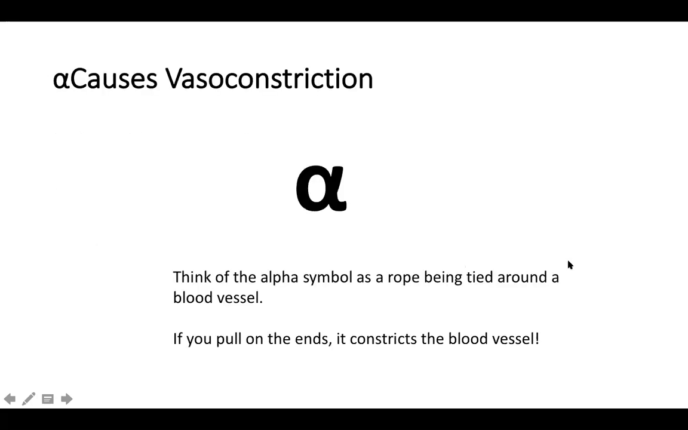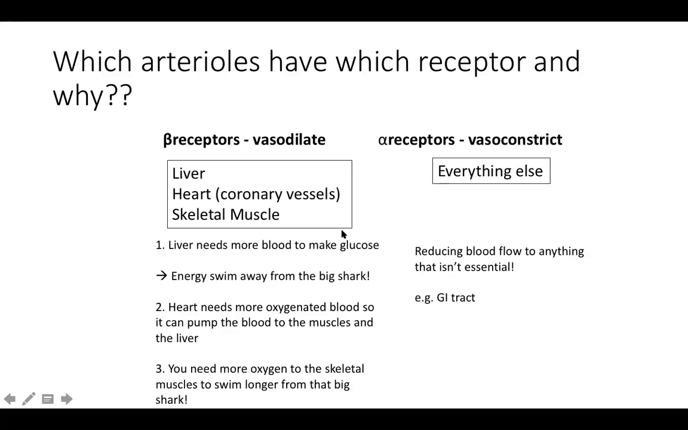The way I remember alpha causes vasoconstriction is I sort of think about the alpha sign as being like a rope that's tied around the vessel. And if you pull on the ends of the rope, that space on the inside of the alpha sign gets smaller. And I think of that being the vessel, and it actually constricts the blood vessel. So alpha activation of an alpha receptor will generally cause constriction of arterioles. And so I said some arterioles have beta receptors, some arterioles have alpha receptors.